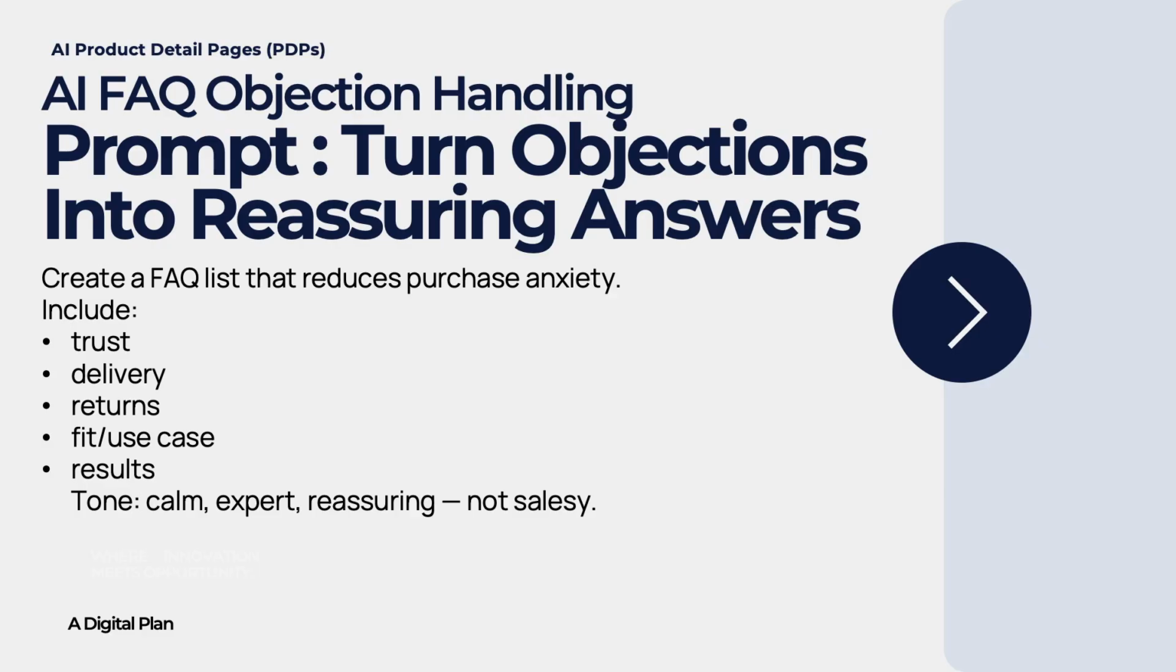So what we need to do is we have a prompt, turn objections into reassuring answers. The prompt is create an FAQ list that reduces purchase anxiety. Include trust, delivery, returns, fit, use case, results. The tone: calm, expert, reassuring, not salesy. What that will do is build you out a list of FAQs, and you then just put those FAQs onto your PDP page and you'll sell more.